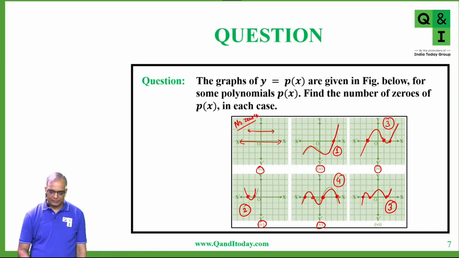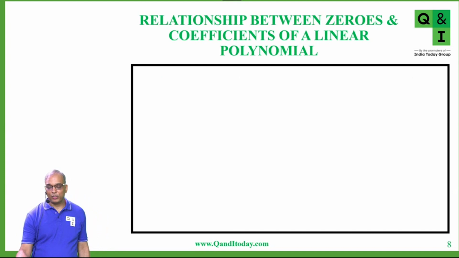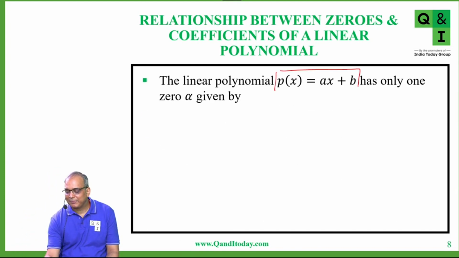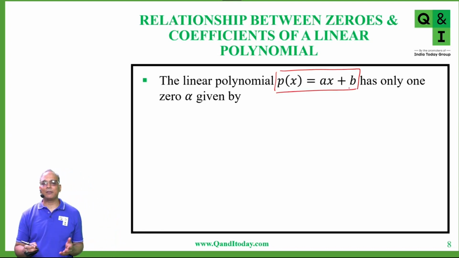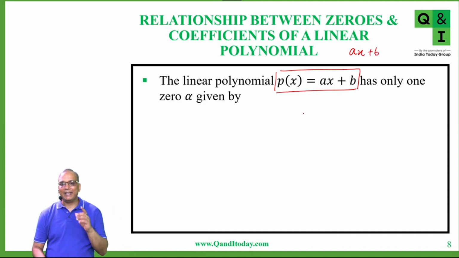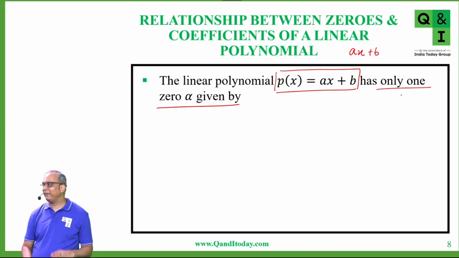Okay. Let's move ahead now. So now we'll talk about the relationship between zeros and coefficients of a linear polynomial. A linear polynomial p(x) is given by ax plus b, right? This is the general form of a linear polynomial. Any linear polynomial will be represented by ax plus b, where x is a variable and a and b are constants. If it is a linear polynomial, it will have only one zero alpha, right? The maximum number of zeros possible is 1, because a straight line can cut the x-axis at only one place.